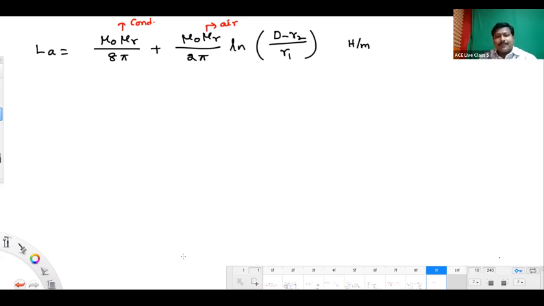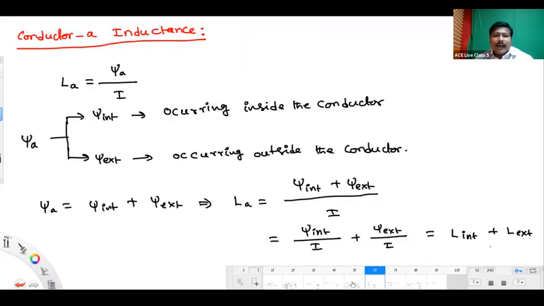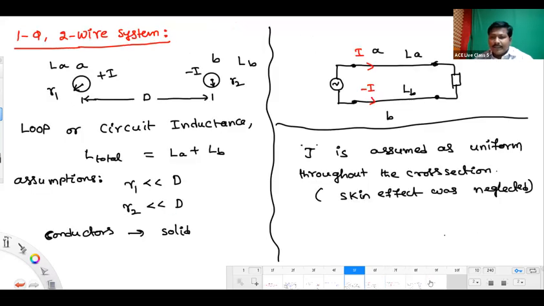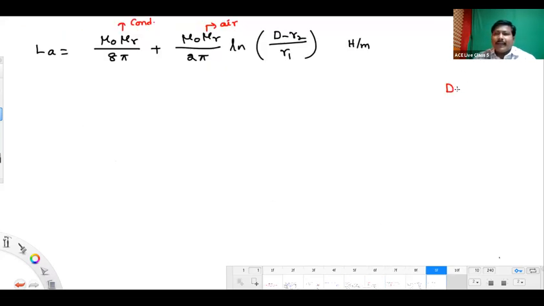But you know, already in the assumptions we said that... Sir, here only the flux linkages linking with the conductor are considered, right? But the external air gap flux linkages are taken. Yes, we have taken external linkages also. Internal linkages are the linkages occurring inside the conductor. R2 is very, very small compared to D.